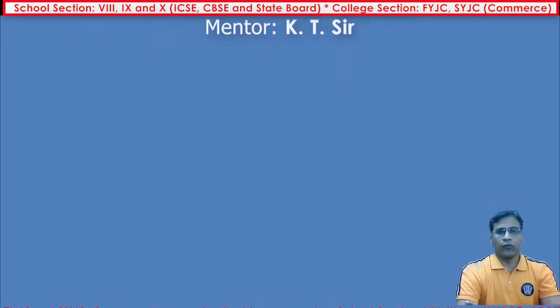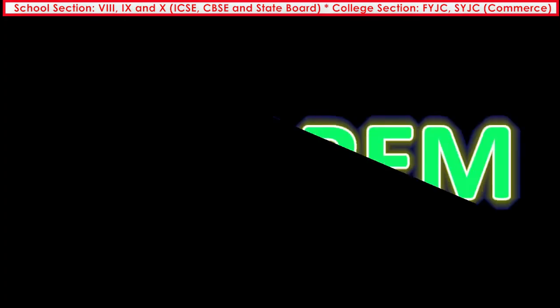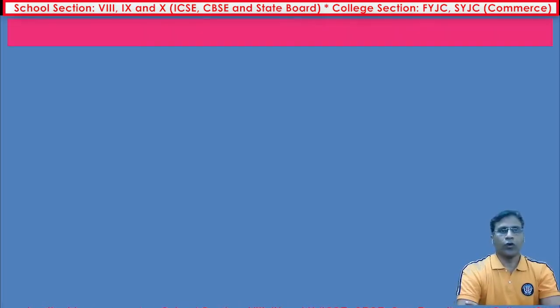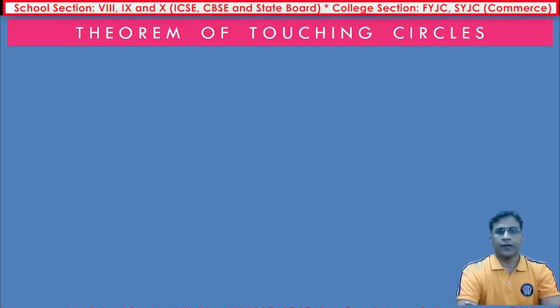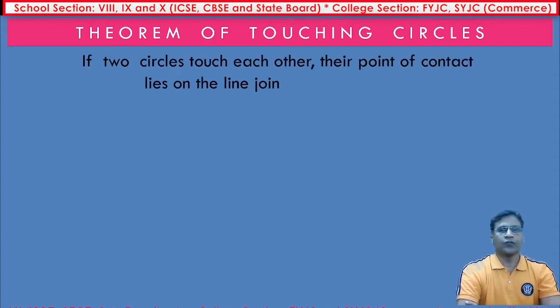In this video, we are going to talk about touching circles. Let's start with it. We are going to talk about the theorem of touching circles. The statement is, if two circles touch each other, their point of contact lies on the line joining their centers. Now, touching circles. Now there are two possibilities.